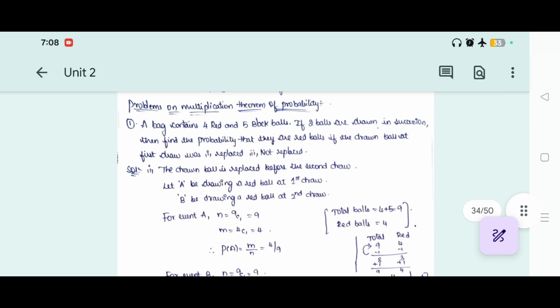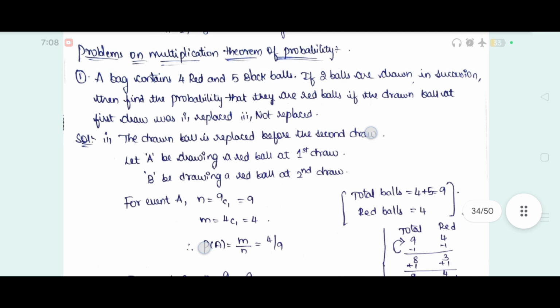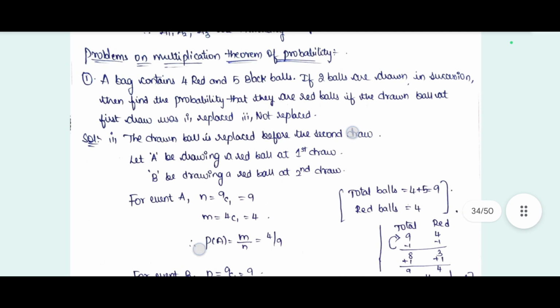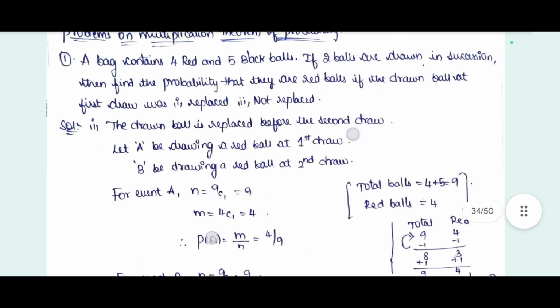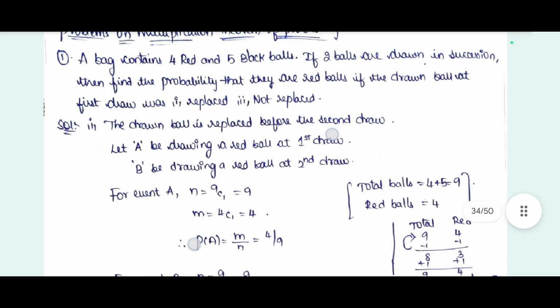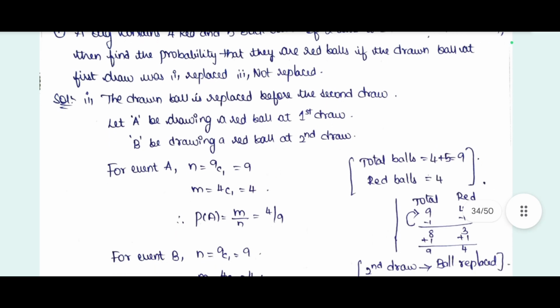Problems on the multiplication theorem of probability. Let's see what this question contains. A bag contains four red balls and five black balls. If two balls are drawn successively, find the probability that both are red, if the ball drawn at first was replaced and not replaced. Let's see the solution for this.